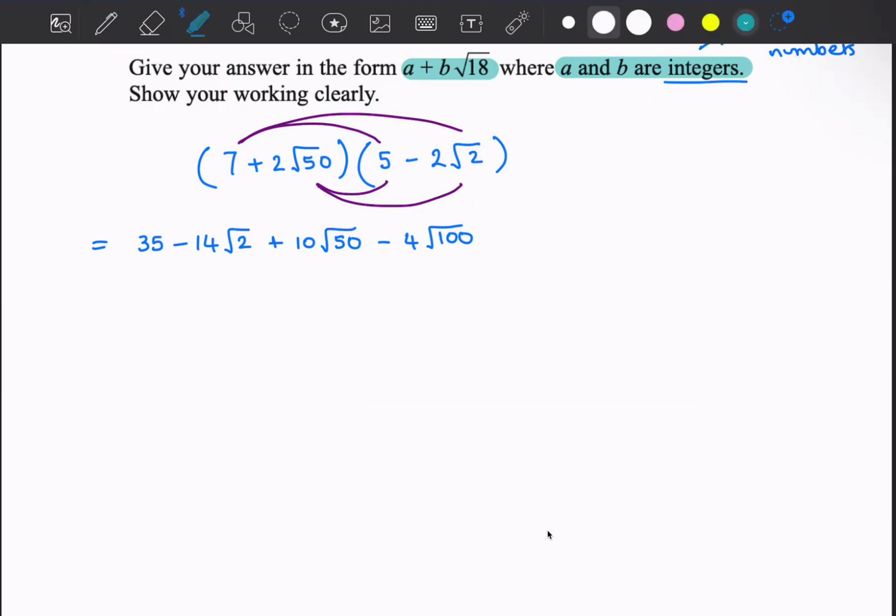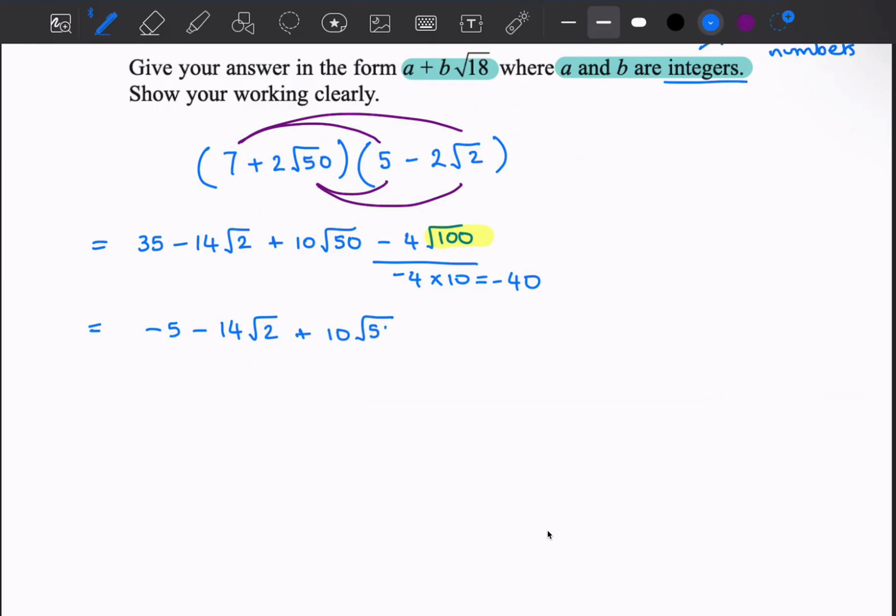We know that root 100 can be simplified to 10 because root 100 is just 10. So that bit is minus 4 times 10. That's what that bit becomes. And so we've got minus 40 at this point here. So then 35 minus 40 gives me minus 5. Then we've got all of our minus 14 root 2 plus 10 root 50.